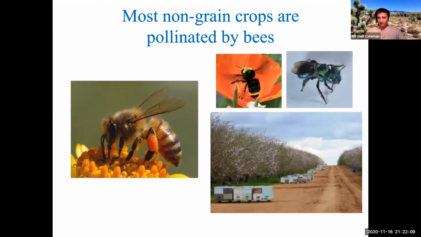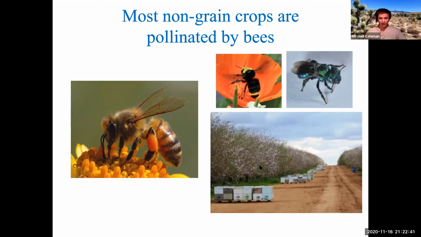Most non-grain plants, this is also important to point out in the context of agriculture, are pollinated by bees, whether they be native bees, like shown here, or European honeybees, which is by far the most common thing nowadays, especially in our country. If you ever drive around the farm fields around Bakersfield during the right time of year, like right now, for example, you'll see these boxes placed all over the place. They're bee boxes.